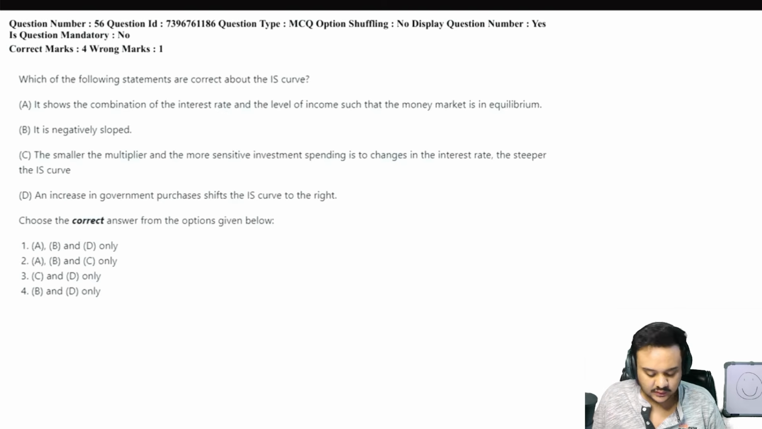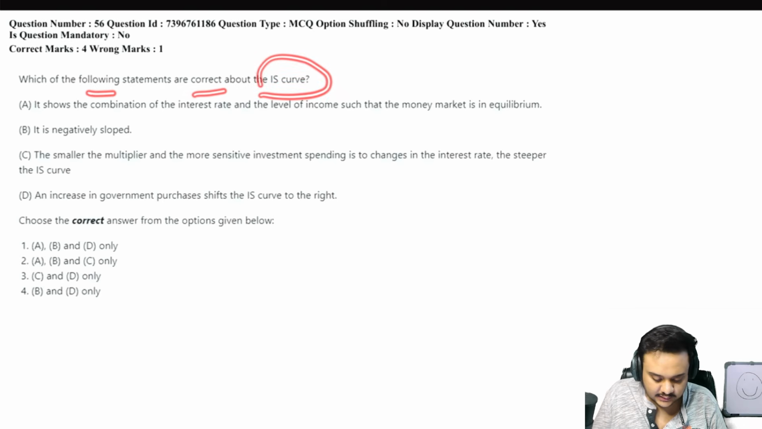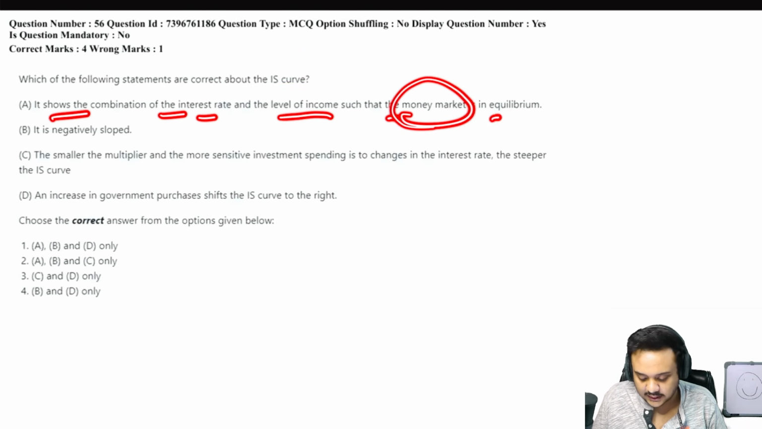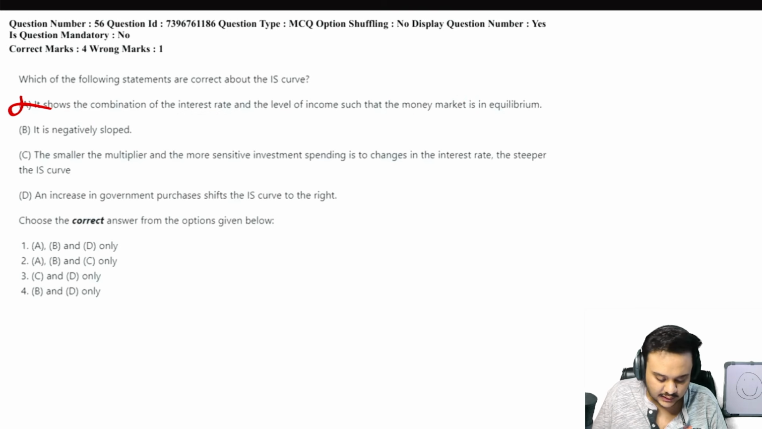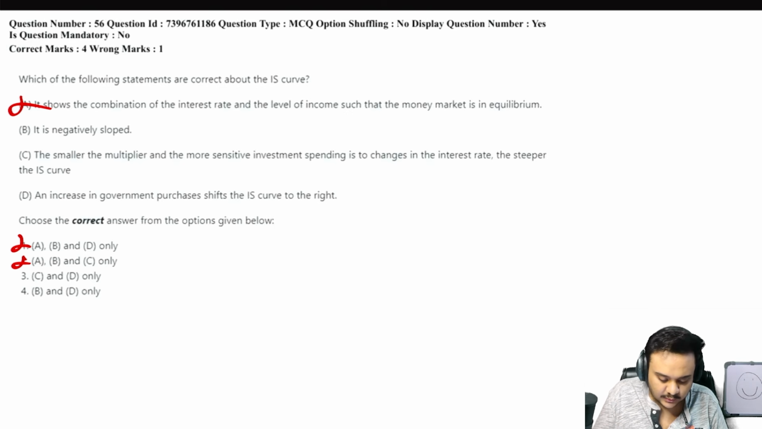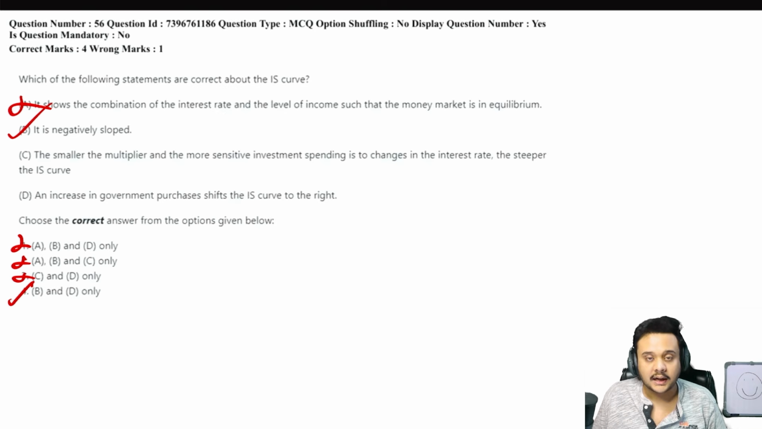Then the next one says, which of the following statements are correct about the IS curve? It shows combination of interest rate and level of income such that money market is in equilibrium. Yeah, what are we doing here? Absolutely not. Remove every statement with A. You just have C and D or B and D. Second one says it is negatively sloped. Is there any doubt about it? You already have the answer. Don't even have to read the C and D statements. But still, let's read it.